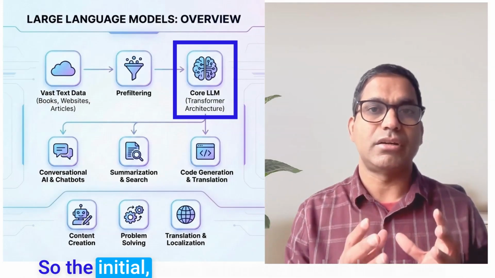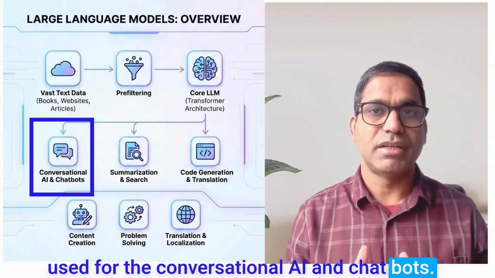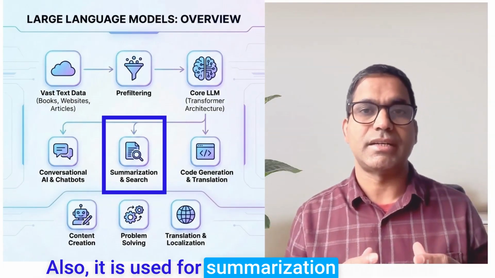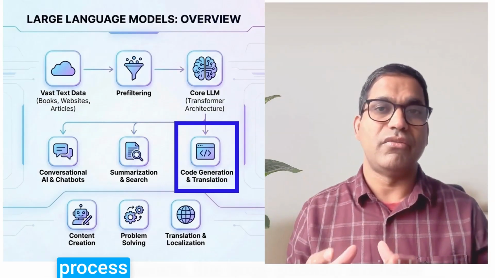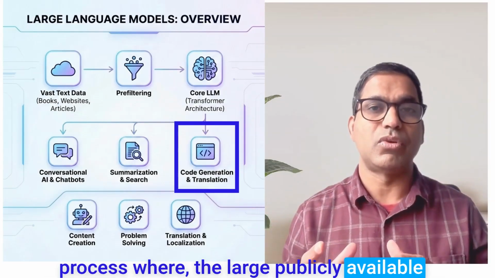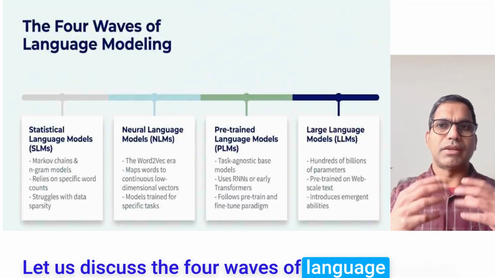So the initial large language models have been used for conversational AI and chatbots, and also for summarization and search engines. It is extended to the code generation process, where large publicly available code is used to train the large language models. Let us discuss the four waves of language models.